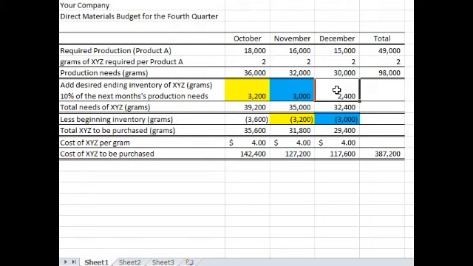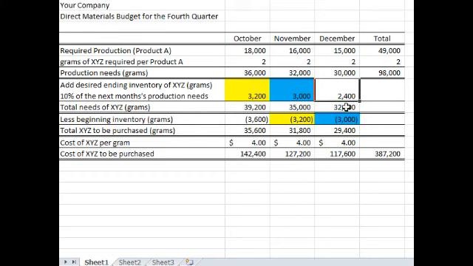In this cell, my formula was the following month's production needs, which was 12,000 units, times 2, would give you the total production needs, times 10%. So this is 10% of the following month, which will be January's production needs.